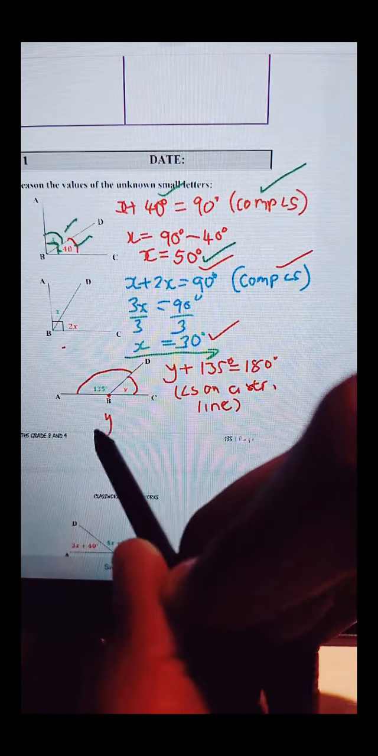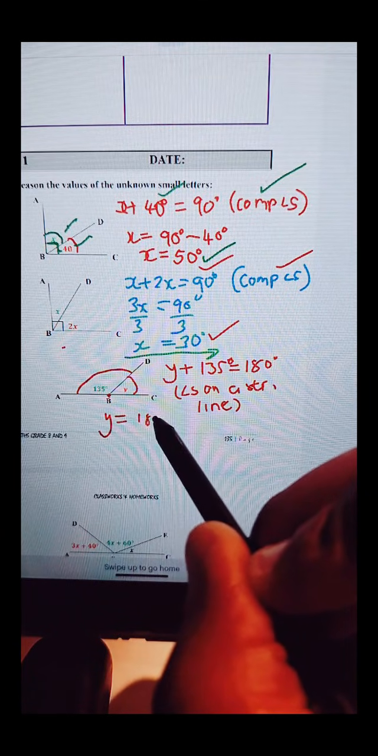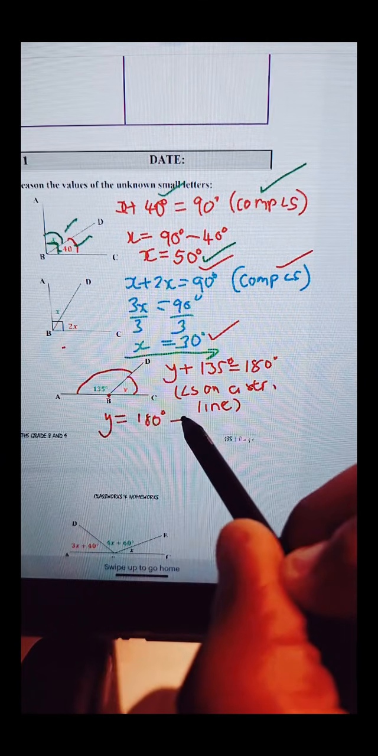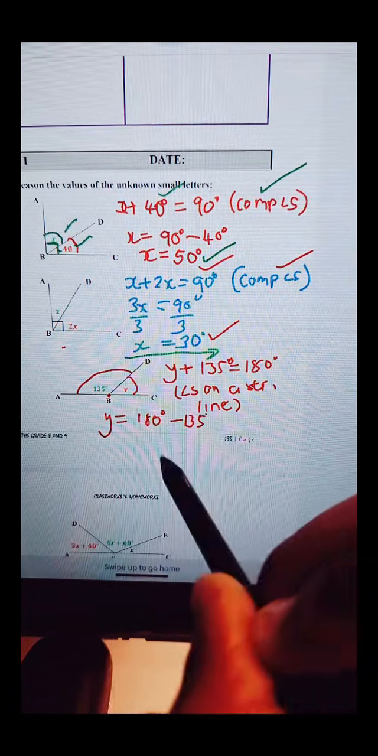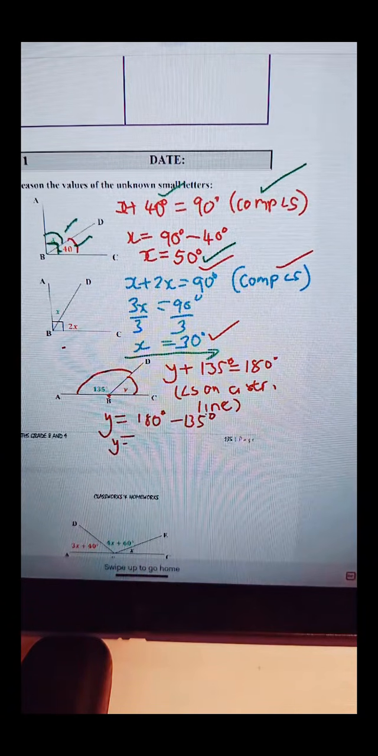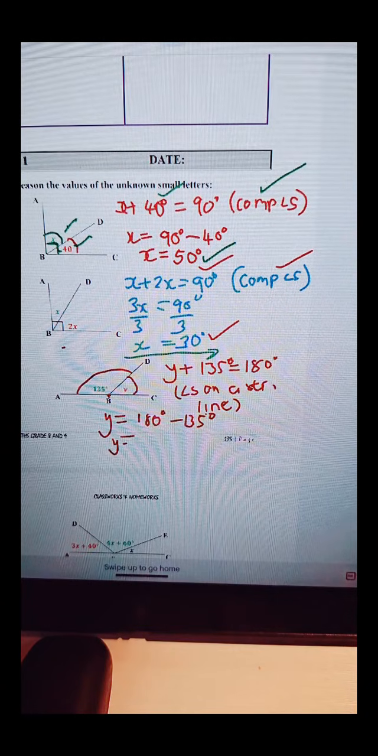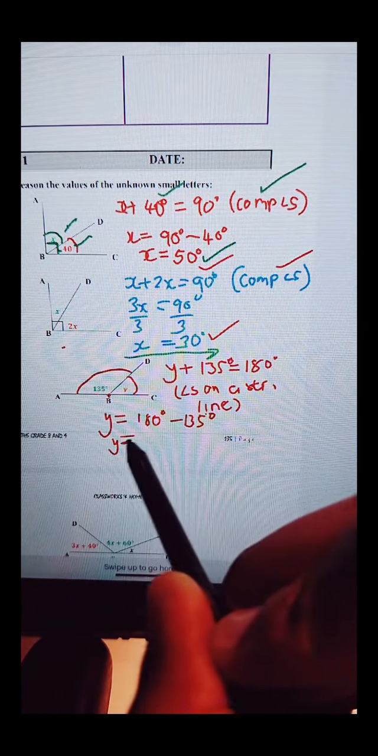Now we are in the position to solve. We take the 135 degrees, we transpose it. So 180 degrees minus 135 degrees. What does 180 minus 135 give us, guys? What's the final answer? That gives us what? 180 minus 135 is equal to?